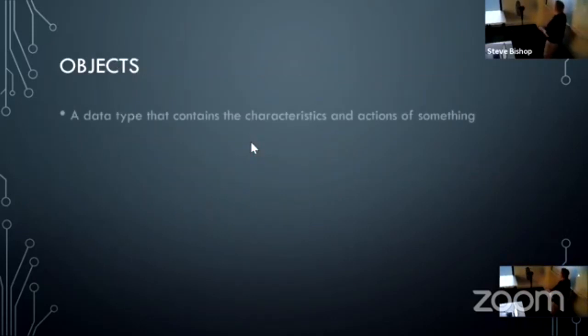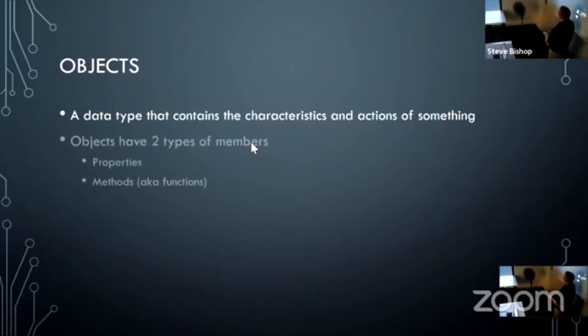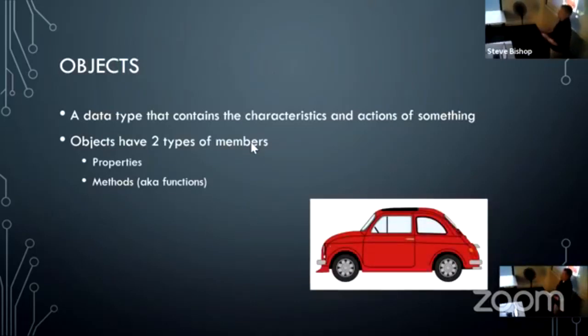So let's talk a little bit about objects. Objects are a data type that contain the characteristics and actions of something. So, objects have two types of members. We call them members. One is called a property, and one is called a method. And the method is really nothing more than a function. Now, some of you guys might be completely lost on that, so let's do some visualization of how this might work.